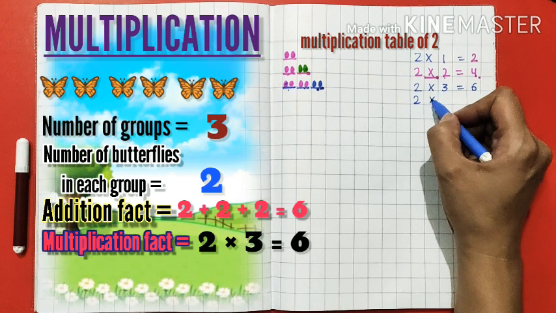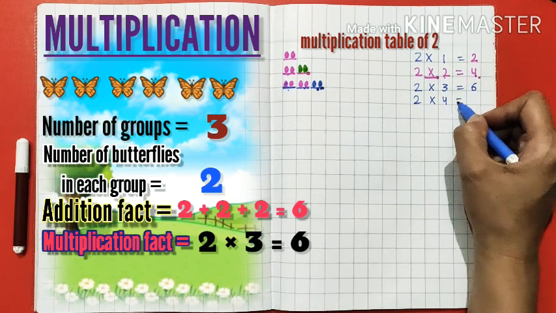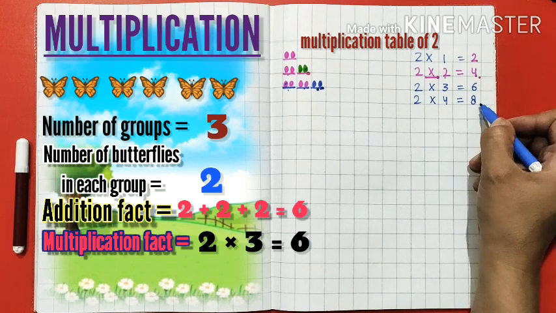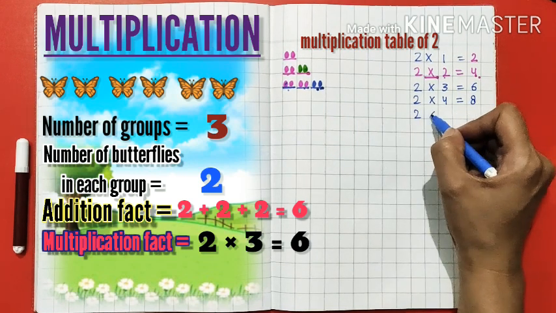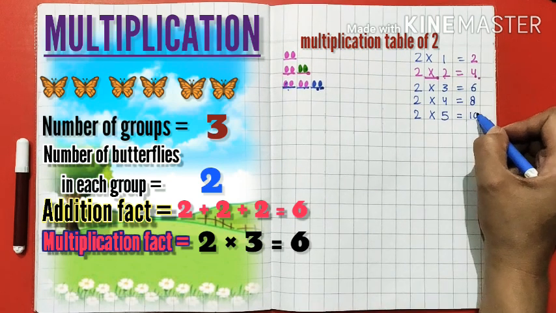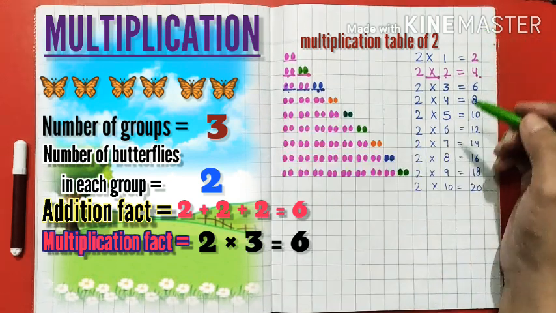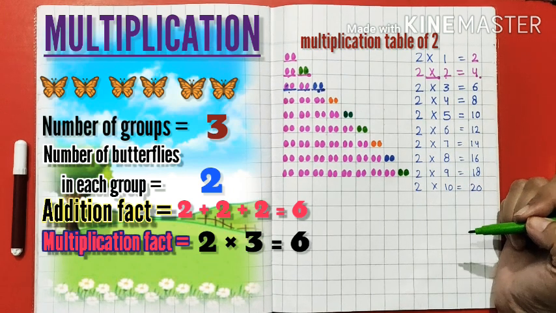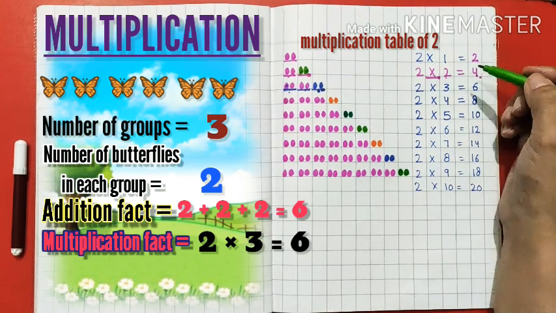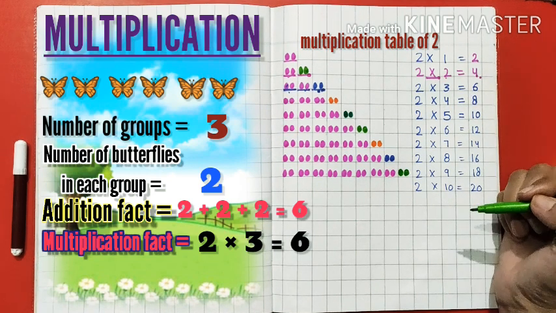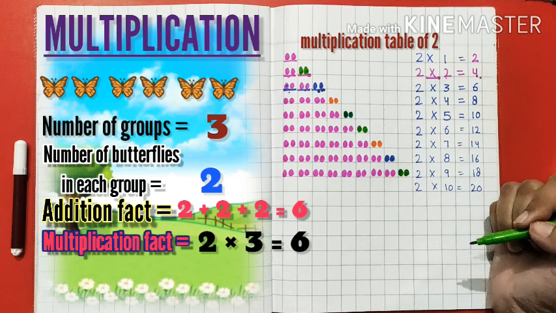Or when we add 2 4 times, it means this is 8. 2 4's are 8. Similarly, we can add 2 5's are 10. Using same way, we can make multiplication tables of any number by repeating them twice, thrice, 4 times or many more times. This repeated addition is called multiplication.